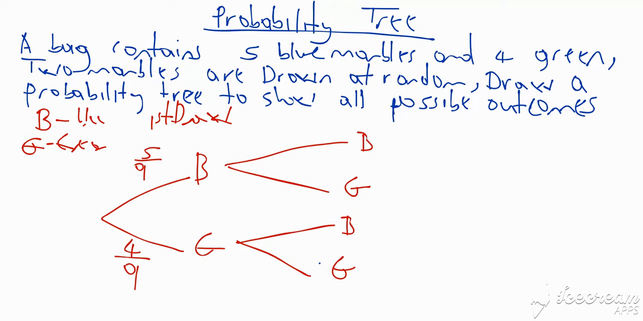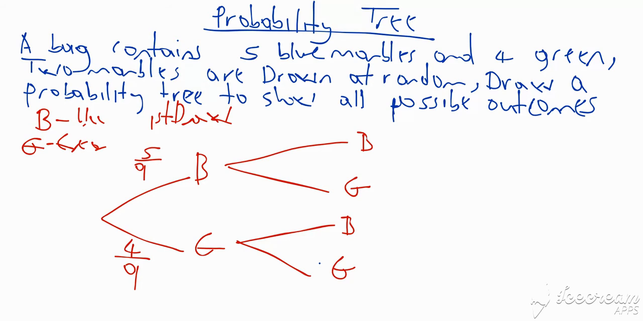Now, before we go any further, one of the things that we want you to look at is go back to the first draw and look at the probability of getting a blue or getting a green. You have 5 over 9 for blue and you have 4 over 9 for green. If you add those together, you're going to notice you're going to end up with 9 over 9, which is equal to 1. Now, let's proceed with our branches.